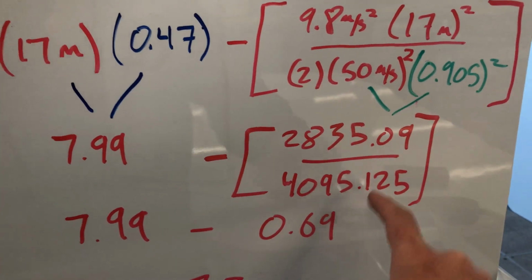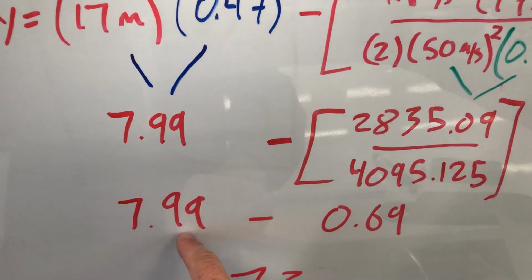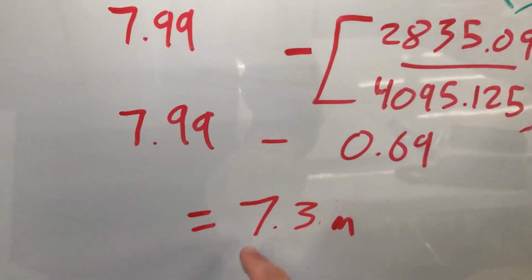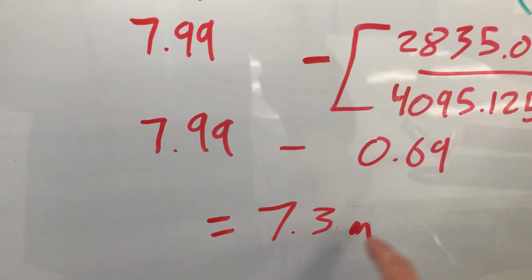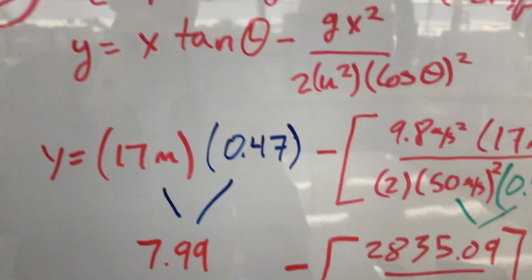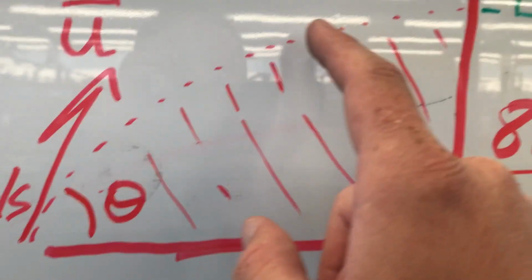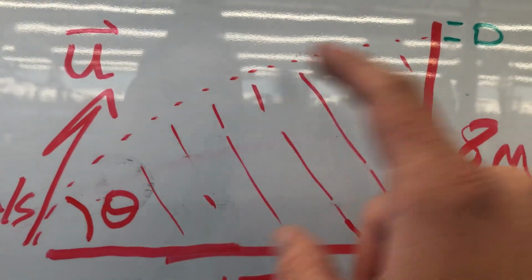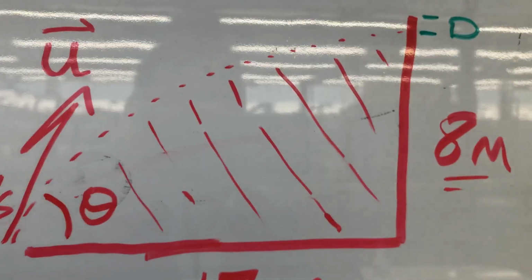This number divided by that number. So we get, okay, this number minus this number is giving us a distance, a measurement. So now this is y. This is the displacement under this arc, this projectile. That's the displacement under it.